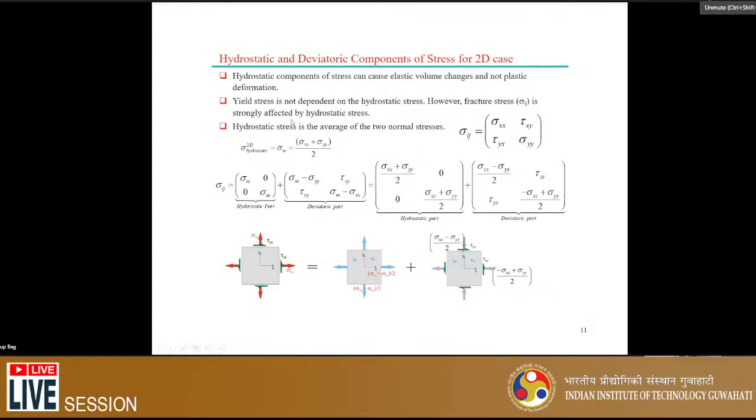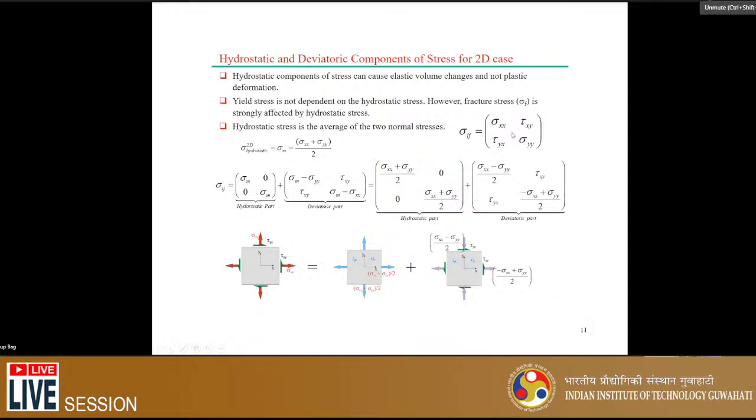Then the yielding process is actually independent of the hydrostatic state of stress. However, fracture stress is strongly affected by the hydrostatic stress. Different kinds of theories may exist, but the point is that in some cases, when you try to analyze a plasticity model, we need to know the concept of the hydrostatic stress and the deviatoric stress components. But just to know here that any state of stress can be divided into two components: one is the hydrostatic part and another is the deviatoric stress component.